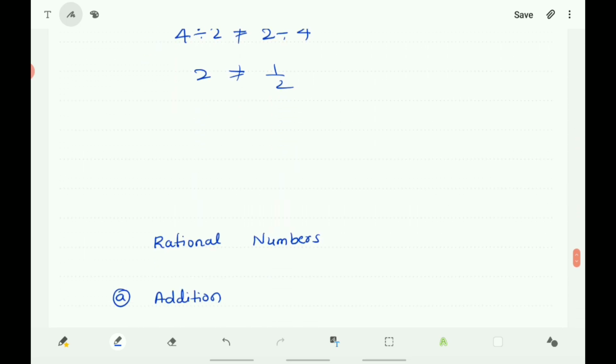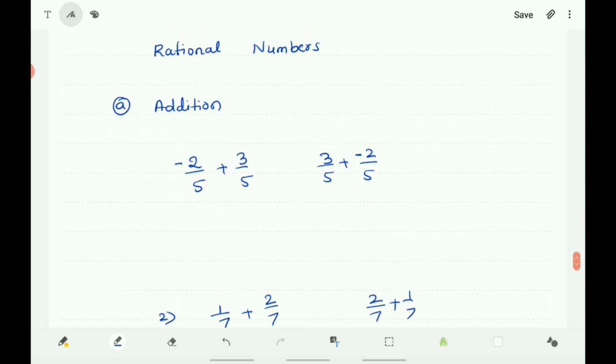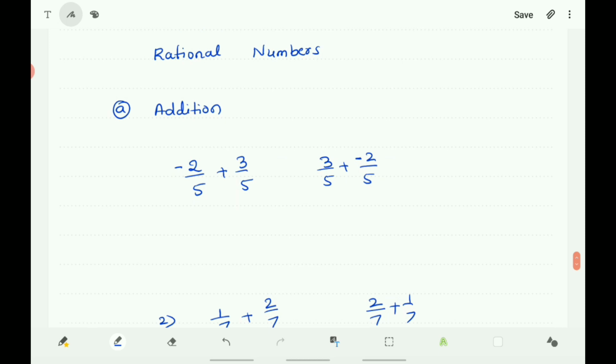Now, let us verify the commutative property for rational numbers. Commutative property of addition, subtraction, multiplication and division for rational numbers. First, let us take addition of rational numbers. Now, you take any two rational numbers. Here you have taken minus 2 by 5 and 3 by 5. Now, find the sum of minus 2 by 5 and 3 by 5. That is minus 2 by 5 plus 3 by 5.